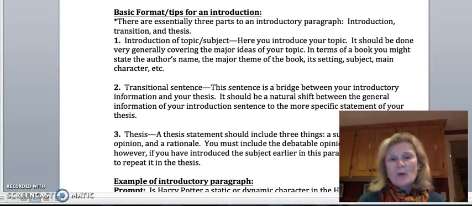So today we're going to begin putting our essay together. And as you know, there are three parts to the essay. There's the introduction, there's the body of the essay, and then there's the conclusion of the essay. Today we're going to focus primarily on the introduction.